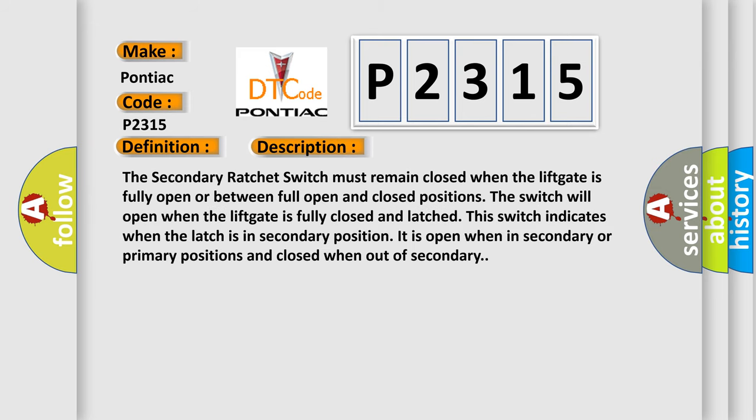The secondary ratchet switch must remain closed when the liftgate is fully open or between full open and closed positions. The switch will open when the liftgate is fully closed and latched. This switch indicates when the latch is in secondary position. It is open when in secondary or primary positions and closed when out of secondary.